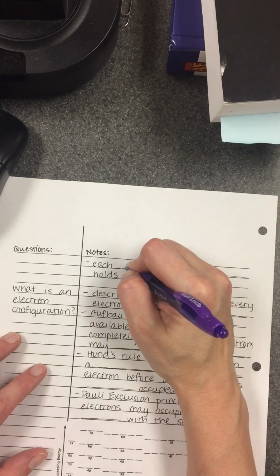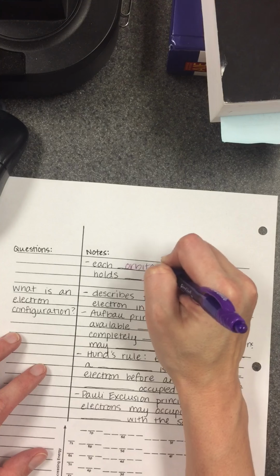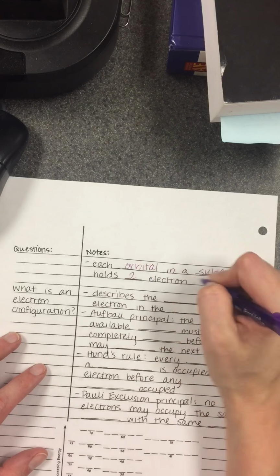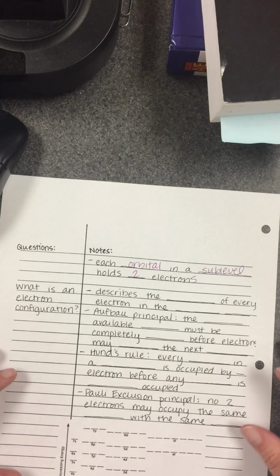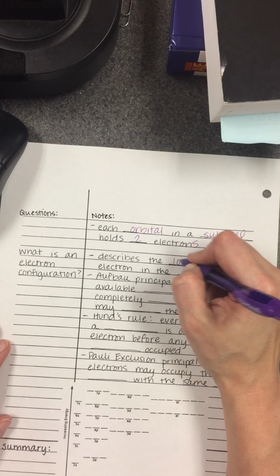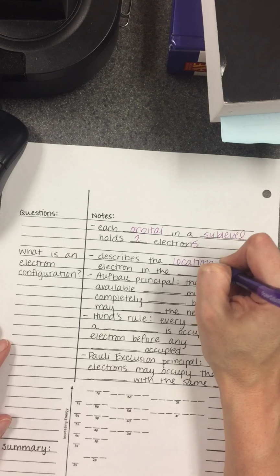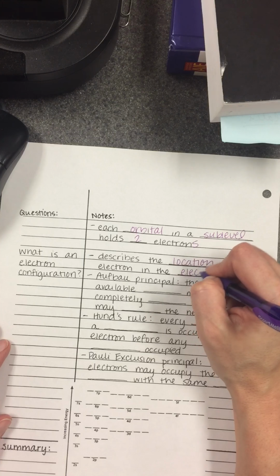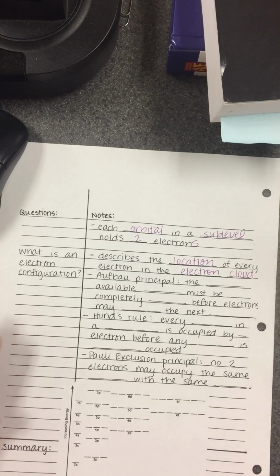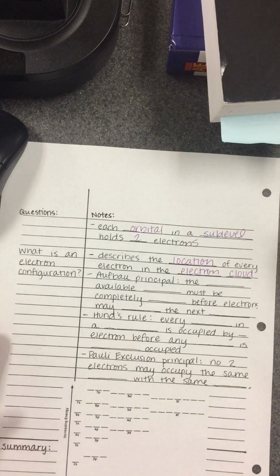So each orbital in a sublevel holds 2 electrons. Don't know why I forgot the S, but it holds 2 electrons. And we can use an electron configuration to describe the location of every electron in the electron cloud. It's kind of like an address. You know how there's addresses for every house in the neighborhood? You can find a house by looking at the number and the street. Same way with the electron cloud, okay, with the electron configuration.